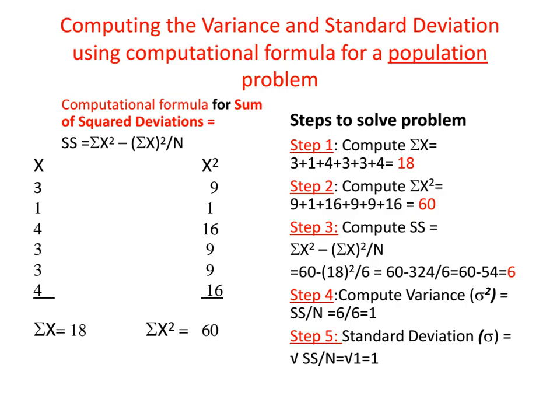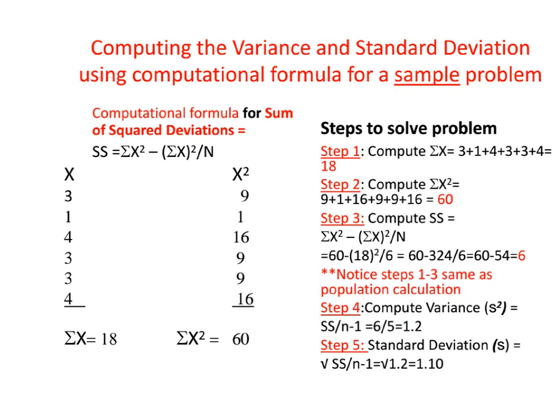Now, in the next slide, we're going to use the computational formula, but this time we're going to assume that our scores came from a sample rather than a population. Steps 1, 2, and 3 are identical to the problem we just did: the sum of X is still 18, the sum of the X squares is still 60, and the sum of the squared deviations is still 6. What is different is step 4 and step 5.